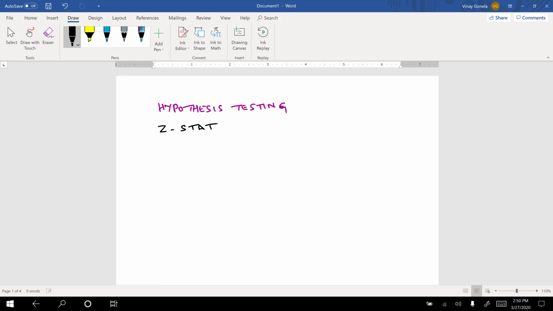So this is usually used when n is greater than or equal to 30 and the population standard deviation or variance is known. So this is standard deviation.